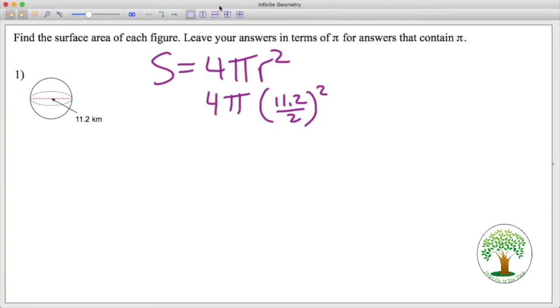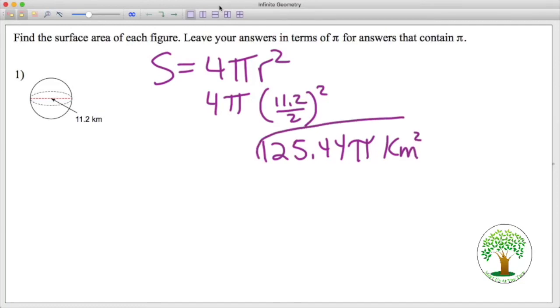So what did you get? 125.44 pi kilometers squared. Wait a minute, something's not right. Squared or cubed? Which is it? Squared. Yes. Are we ready for number 5? Did I get the right answer? I tried it. I hope I'm right.